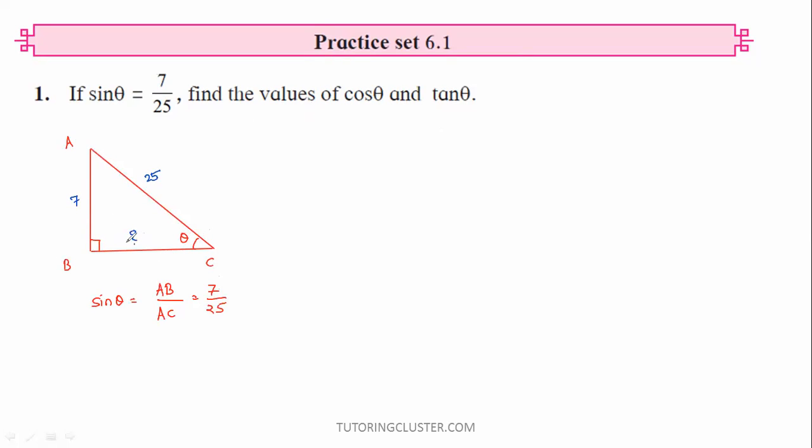If you know the triplet we have studied in Pythagoras theorem, it will be 24. This side will be 24. Or you can use the Pythagoras theorem and find BC, the method we have already discussed in the previous video. So what will be cos theta? Cos theta is adjacent side upon hypotenuse. And what will be tan theta? Opposite side upon adjacent side. So these are your answers. Very simple.